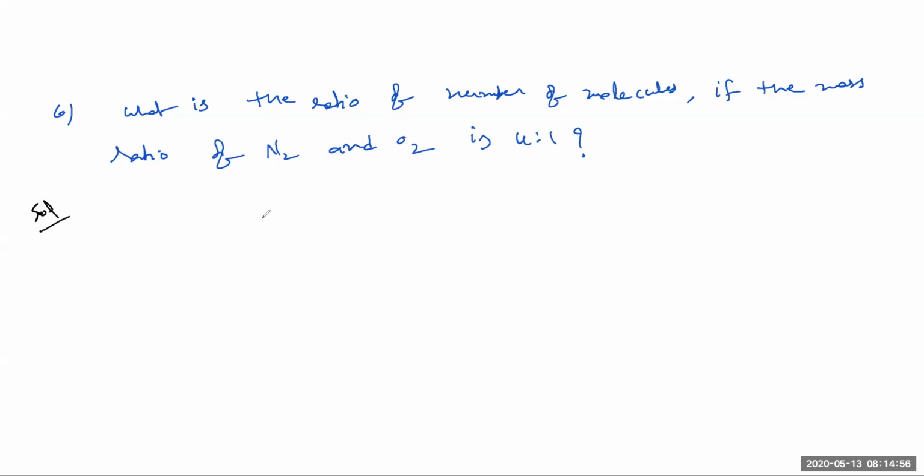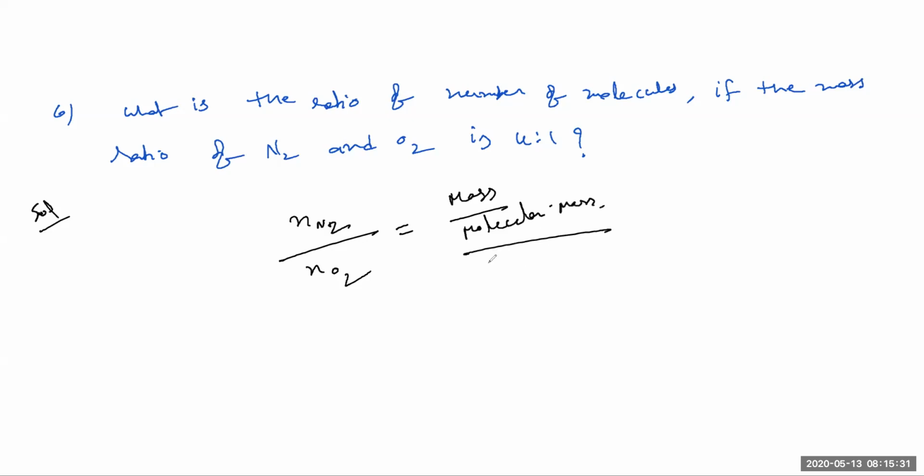Okay, first you find the number of molecules or moles, they are the same thing. It's not an issue. If the mass ratio of N2, you know what number of moles I am taking? Number of moles of N2 divided by number of moles of O2 is equal to, what is the number of moles? Mass by molecular mass. Mass divided by molecular mass.